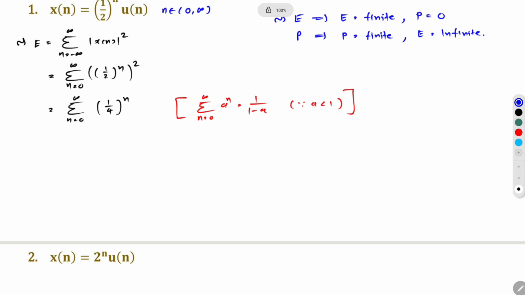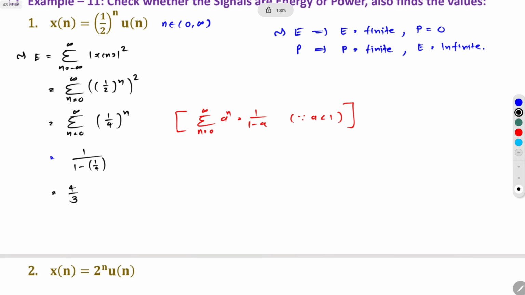Now here if you observe this 1/4 that is a, but obviously it is lower than 1. And here small n is ranging from 0 to infinity, means this will be 1 divided by 1 minus a, where a is 1/4. Right. So 1 minus 1/4 that is 3/4 in the denominator. So in total it will be 4/3. Right. So that is how one can solve the question.